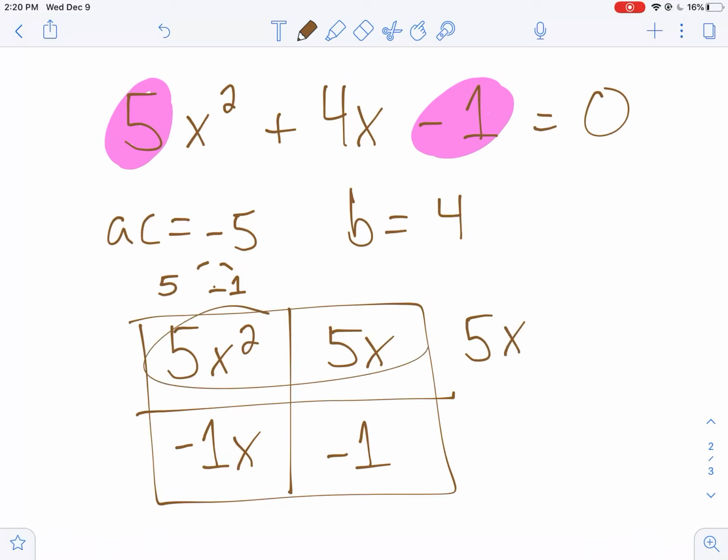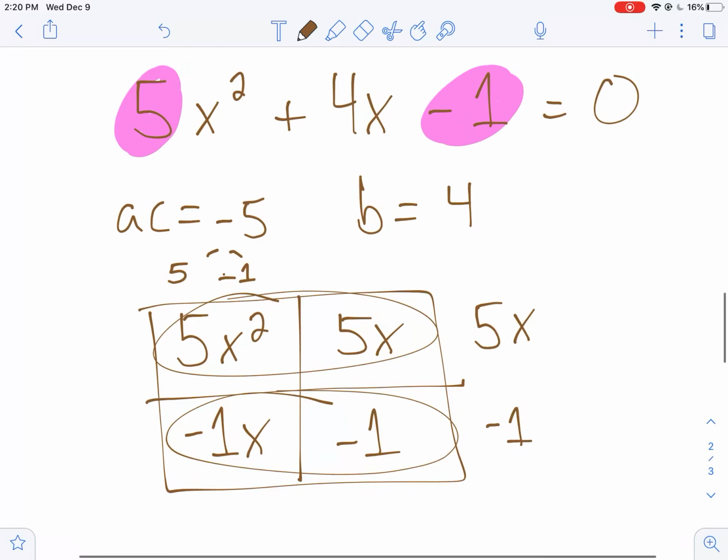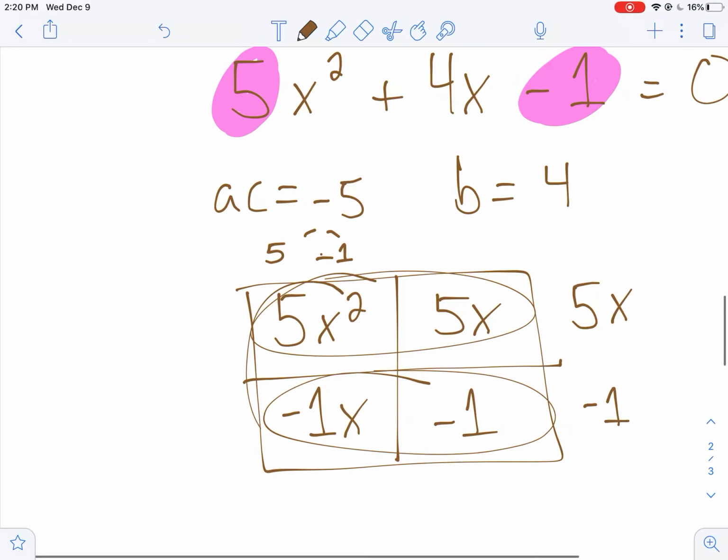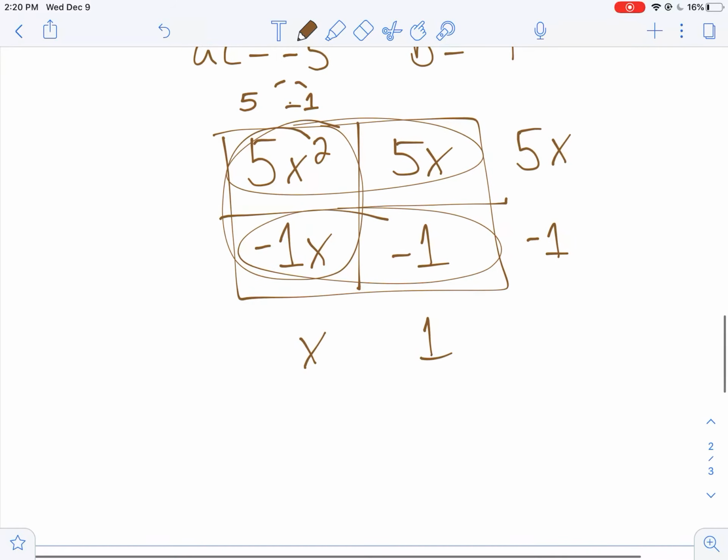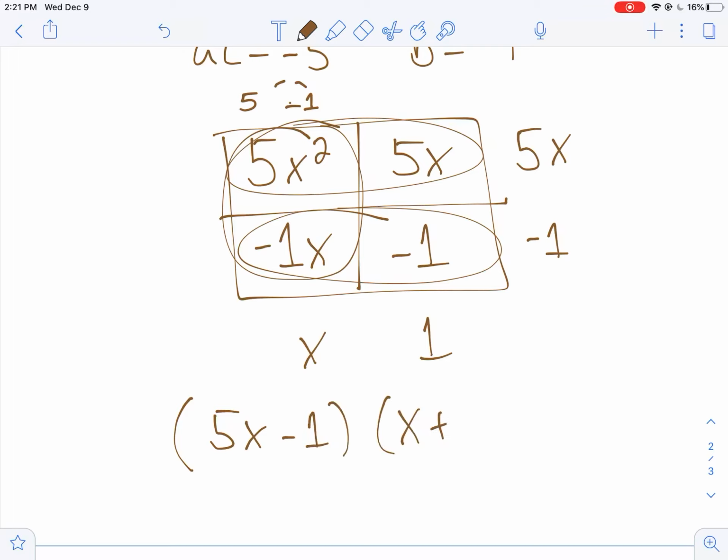5x going across, again, I can factor out negative 1. Then I go horizontally. 5x squared and negative 1x, I can factor out x. And then 5x and negative 1, I can factor out 1. So if I factor out my polynomial now, I get 5x minus 1, then x plus 1.